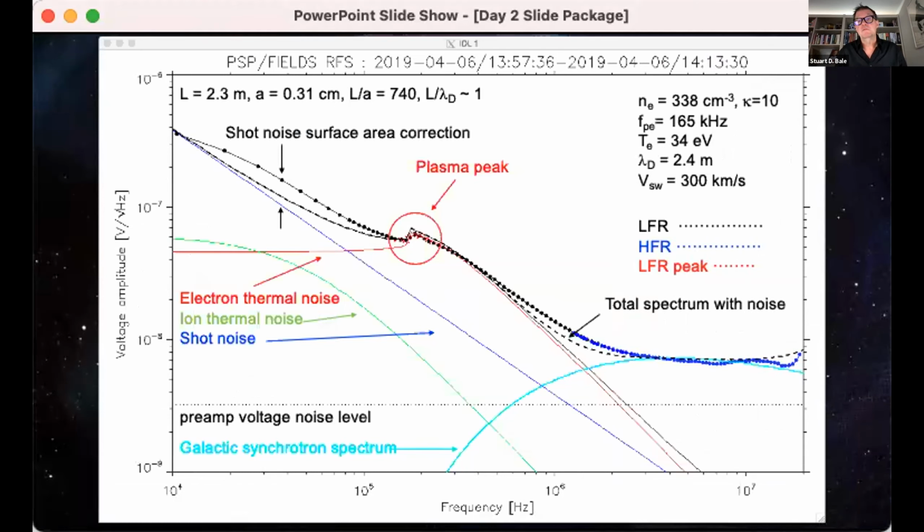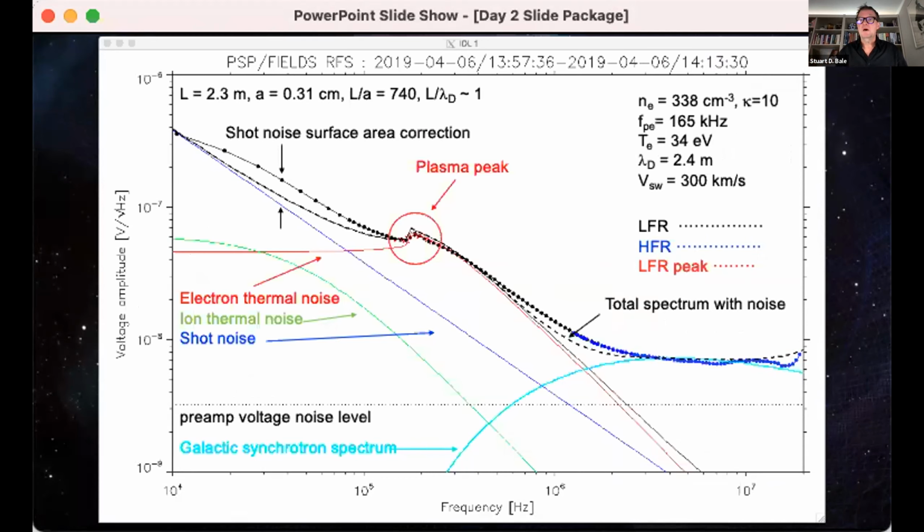The black dots, connected black dots, are the measured spectrum. That peak in the red circle in the center is the plasma peak that gives us the plasma density. And what I've done there, the red curve, blue curve, and green curve are the consistent electron thermal noise, ion thermal noise, and shot noise from a model.